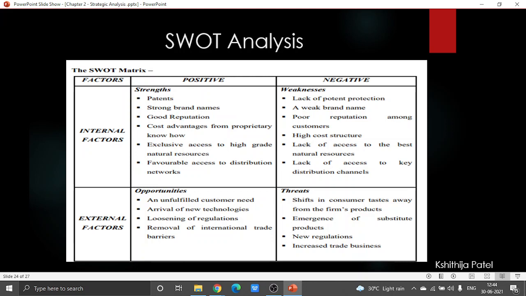Opportunities could be in the form of unfilled customer needs, or arrival of new technologies, or loosening of regulations and removal of international trade barriers. While threats could be shifts in consumer tastes away from the firm's products, or emergence of substitute products, new regulation, and also increased trade barriers.